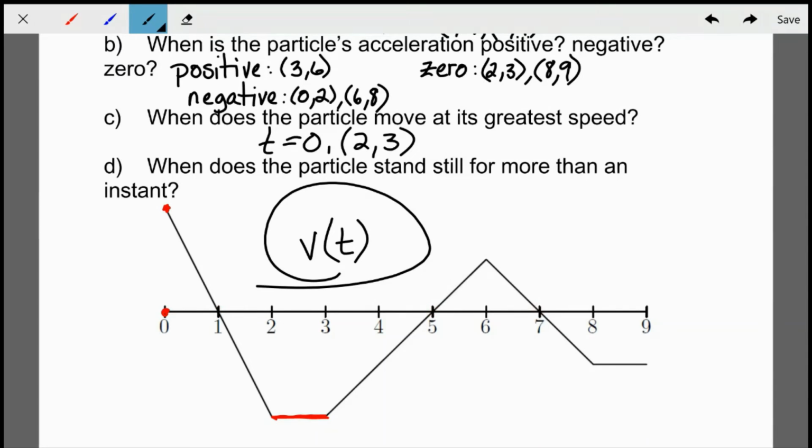Okay, so for this last part, it says, when does the particle stand still for more than an instant? Remember, we need to have a 0 velocity, and we need the velocity to be 0 for more than one moment in time. Looking at this graph, I can see I have a 0 velocity at time 1, time 5, and time 7, but it's never actually an interval of time. It's never more than one particular moment in time. So for this last part, it would just be never.